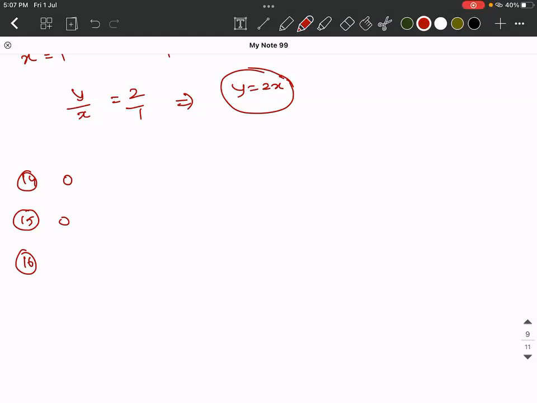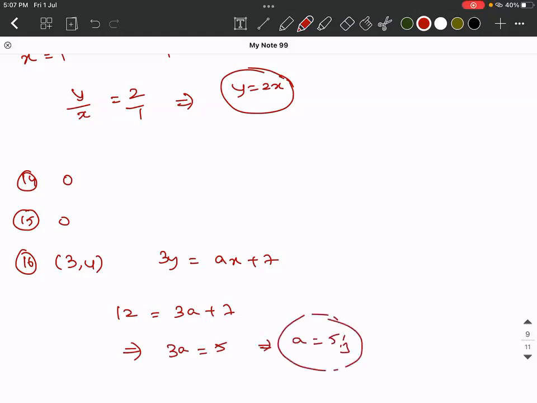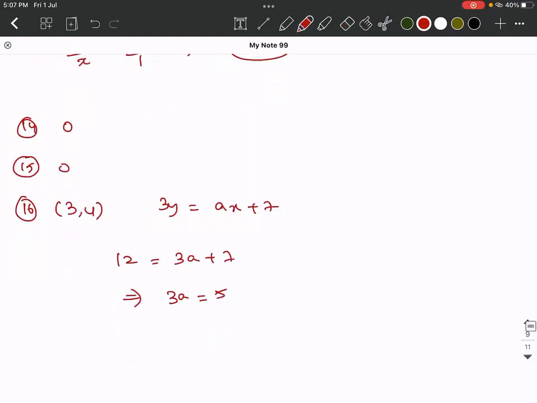5 more minutes. If the point (a, 4) lies on the graph of the equation 3y = ax + 7, then find the value of a. Do it fast. So 12 is equal to 3a plus 7. That's right. See, do it in your notes.